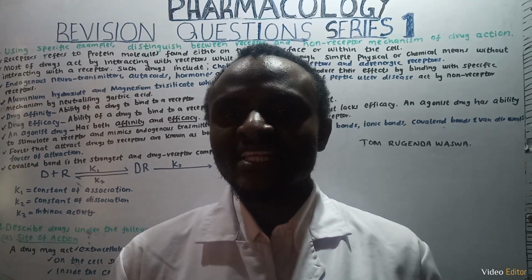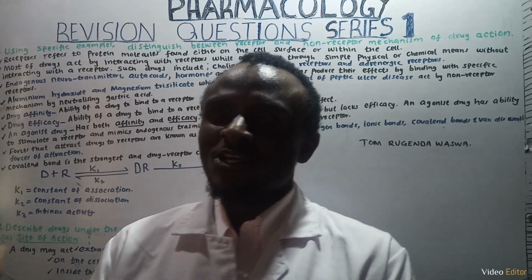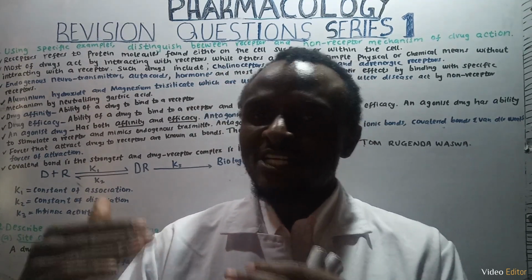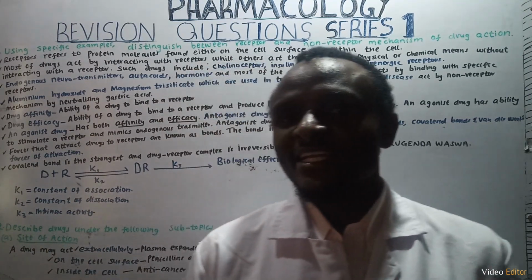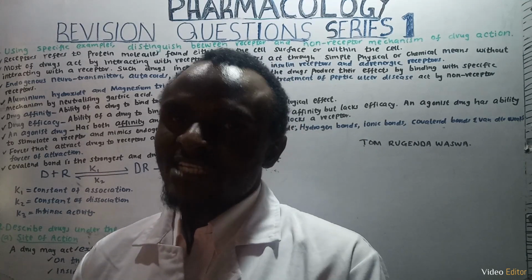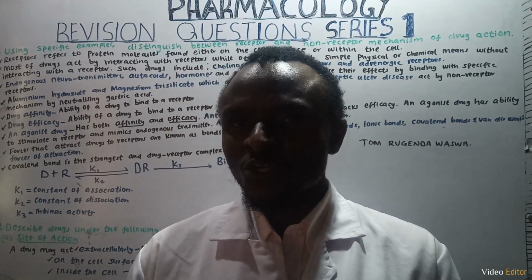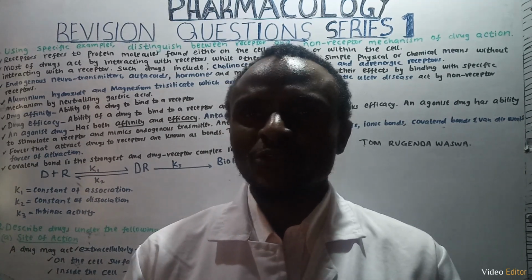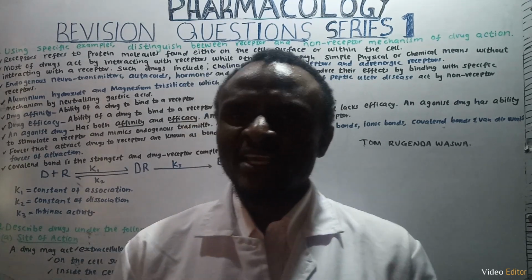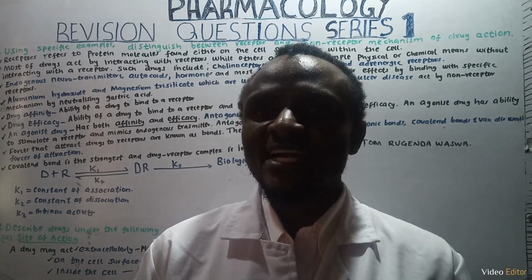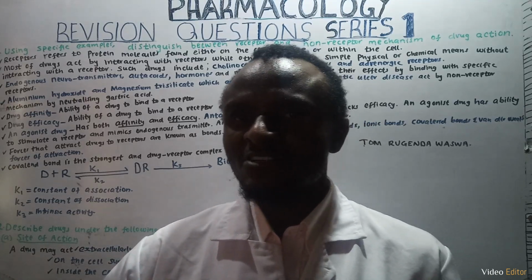So another thing that you need to ask yourself is the ability of a drug to bind to a receptor. What is it? The ability of a drug to bind to a receptor is known as drug affinity. Then the ability of a drug to bind to a receptor and bring about physiological effect is known as drug efficacy. So you also need to know the difference between drug affinity and drug efficacy.